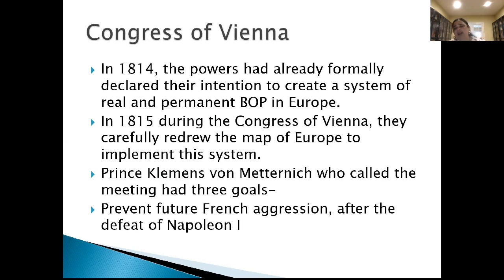What was it? That none of the powers would increase power at somebody else's cost. For example, like the French did under Napoleon Bonaparte.